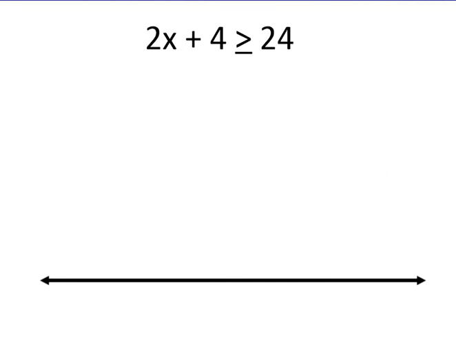All right, here we go. So now we have some two-step problems. All right, so box the variable. Now we have to do minus 4.